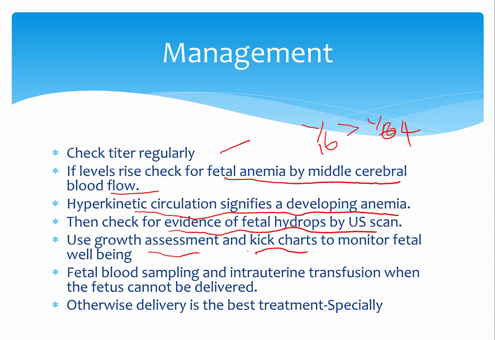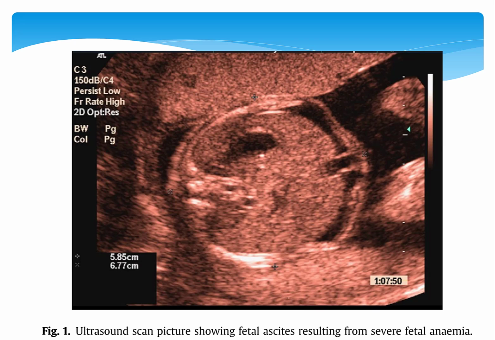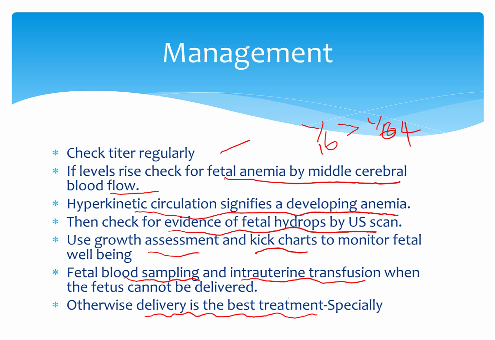If you really want, you can do amniocentesis or cordocentesis, take a fetal blood sample and analyze it for hemoglobin. And if anemia is there, you can at the same time give an intrauterine transfusion. If the baby is mature enough, or you can manage the baby safely in your system, you can deliver them. That is the other treatment. So we can monitor, we can treat them in utero with intrauterine transfusion, or you can deliver.